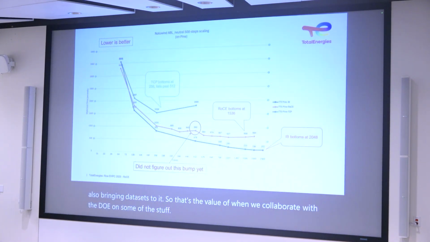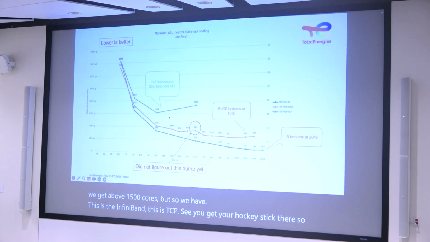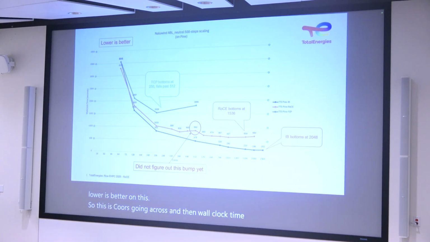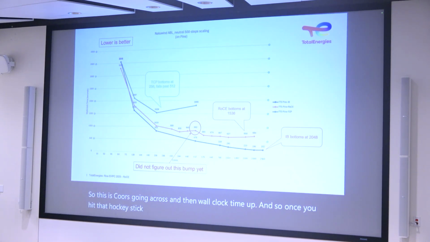So we ran this up to around 2,000 cores. Nalu-Wind scales pretty well. We start to see it flatten out once we get above 1,500 cores. This is the InfiniBand. This is TCP. You get your hockey stick there, so lower is better on this. So this is cores going across and wall clock time up. Once you hit that hockey stick, you're basically doing more MPI than you're doing compute. You don't want to see that, and of course TCP bottoms out around 256.